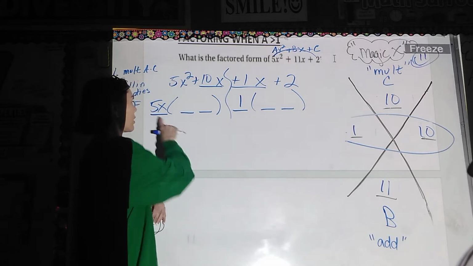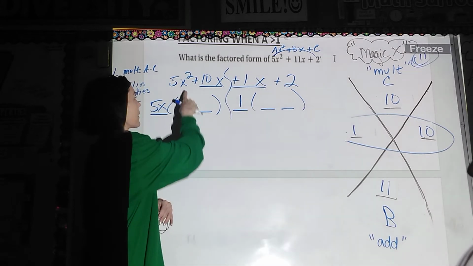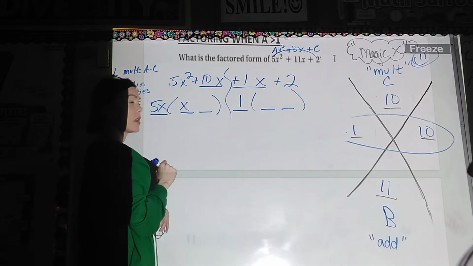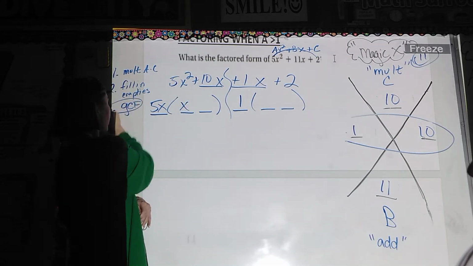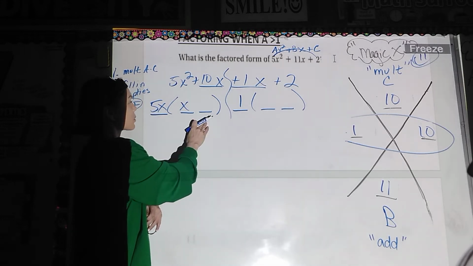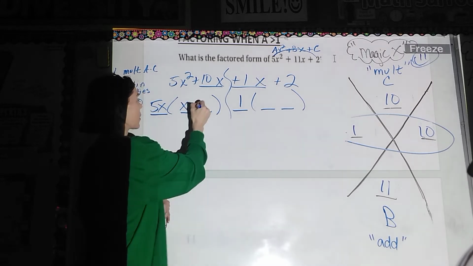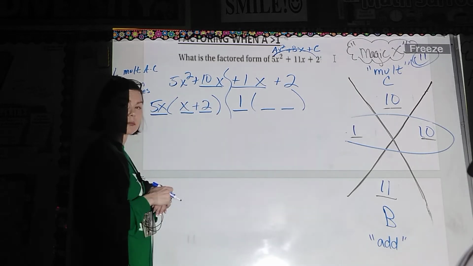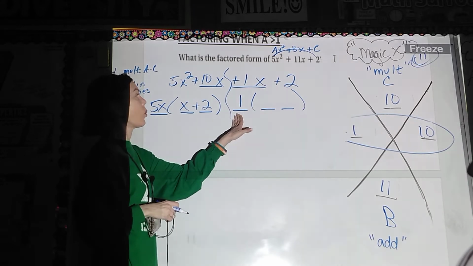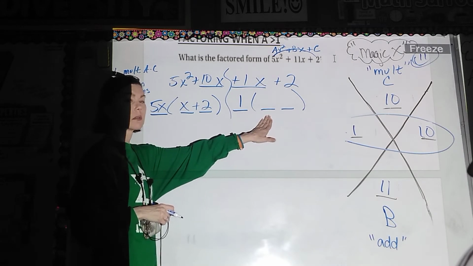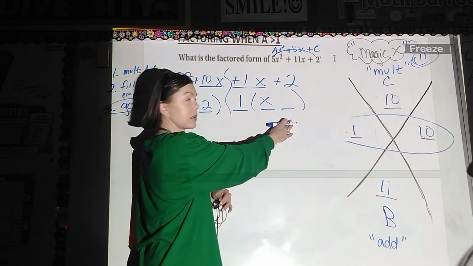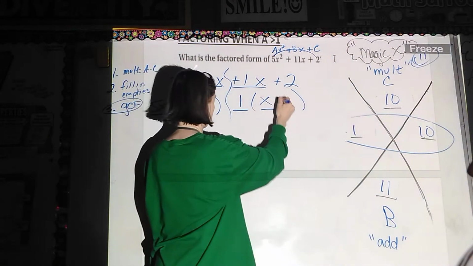So here comes our question. 5x times what gives me 5x squared? Well, that's going to be x. Again, we're still on step 3 where we're doing the GCF. And 5x times what gives me 10x? Well, that's going to be plus 2. Now let's fill in the leftovers here. 1 times what gives me 1x? That's going to be x. And 1 times what gives me a positive 2? Positive 2.